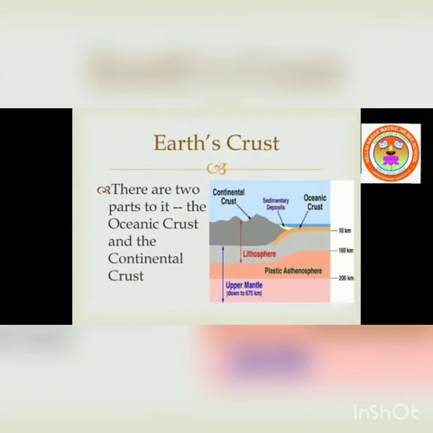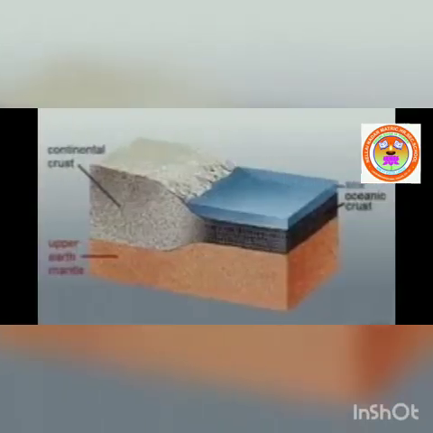The Earth's crust. Crust is the outer layer of the Earth where we live. It is the skin of our Earth, which ranges between 5 to 30 kilometers. It is the solid and rigid layer of the Earth. The thickness of the crust is greater below the continents than the ocean floor. The crust is classified as continental crust and oceanic crust.